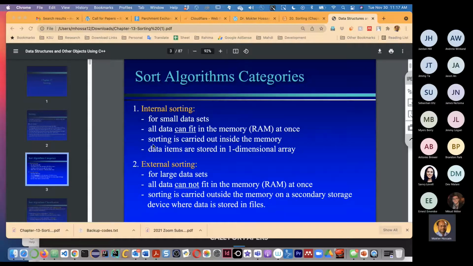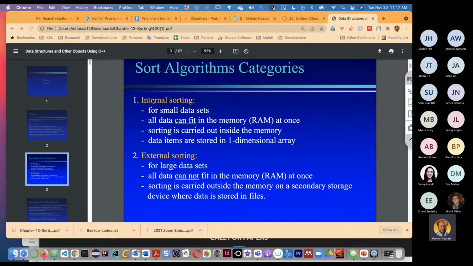Okay, so there are mainly two categories of sorting algorithms. One is internal sorting and the other is external sorting. Internal sorting algorithms are used for small data sets. For instance, if the data set is small enough, it can fit in the computer memory, RAM, at once. RAM has only a few megabytes or few gigabytes of memory space, but we know that the computer hard drive has plenty of space.